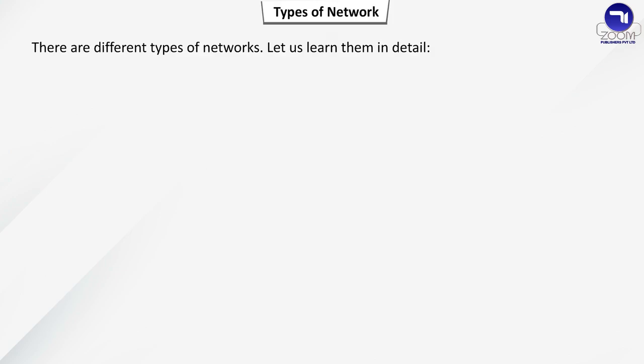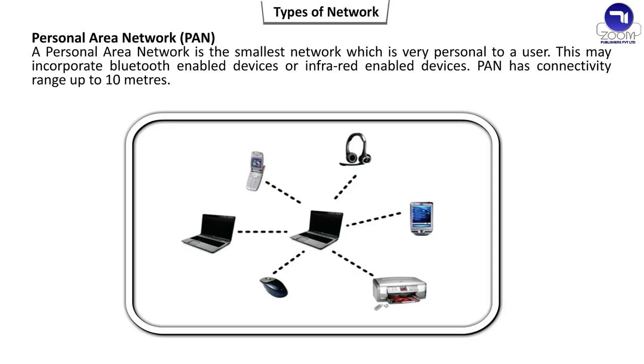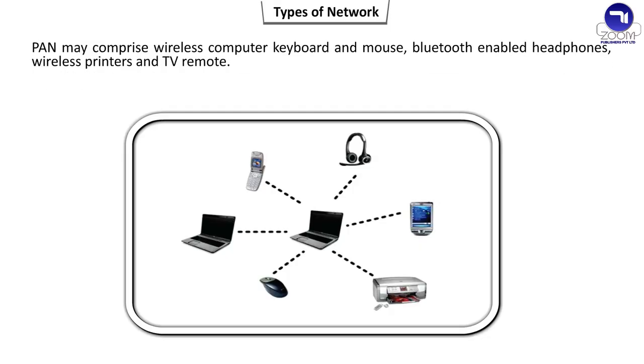Types of network. There are different types of networks. Let us learn them in detail. Personal Area Network, PAN. A personal area network is the smallest network which is very personal to a user. This may incorporate Bluetooth-enabled devices or infrared-enabled devices. PAN has a connectivity range up to 10 meters. PAN may comprise a wireless computer keyboard and mouse, Bluetooth-enabled headphones, wireless printers, and TV remote.